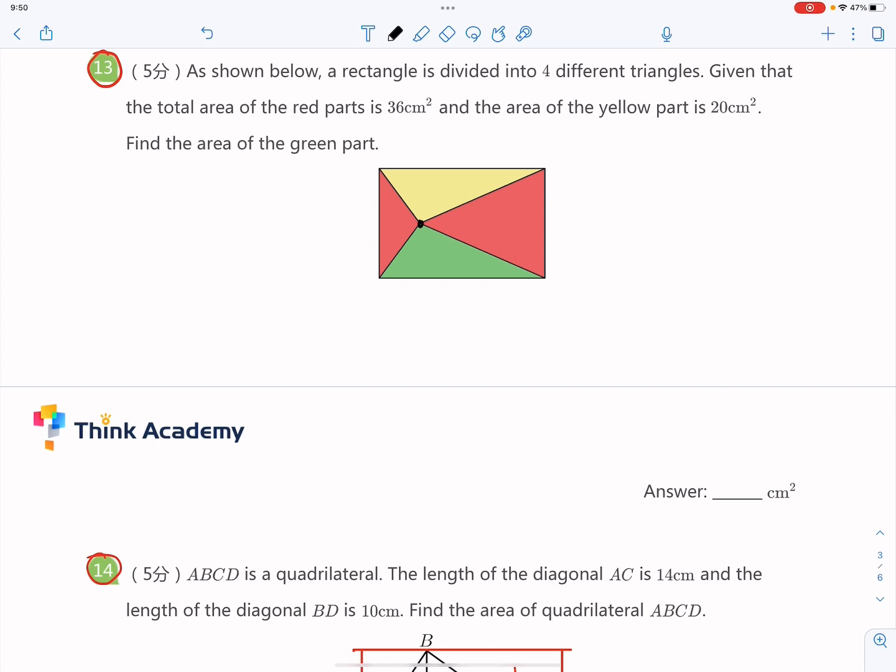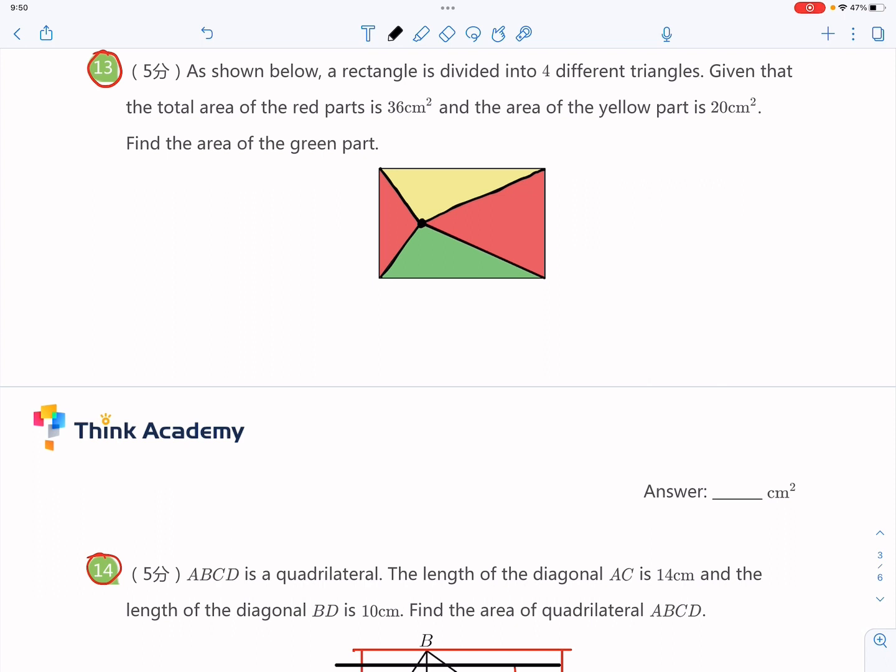Okay guys, let's review what we learned in that half area model. If we are given a rectangle and we just find a random point in it, and then we connect that point with all the 4 vertices, that way we're going to cut this rectangle into 4 parts, right? Into 4 parts. And basically, what do we have?